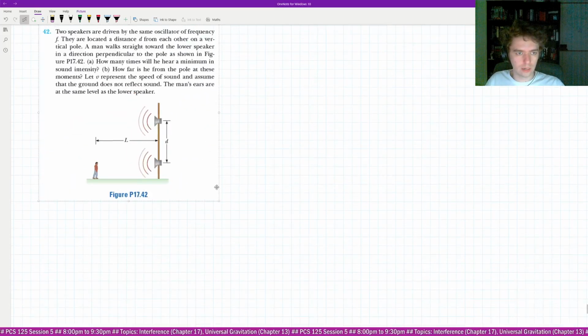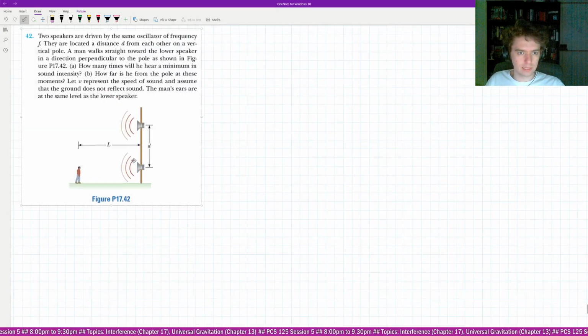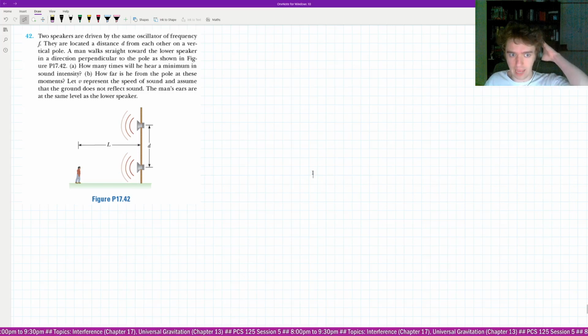Here, 2 speakers are driven by the same oscillator of frequency F. They are located at a distance d from each other on a vertical pole. A man walks straight towards the lower speaker in a direction perpendicular to the pole as shown in the figure. How many times will he hear a minimum in sound intensity?